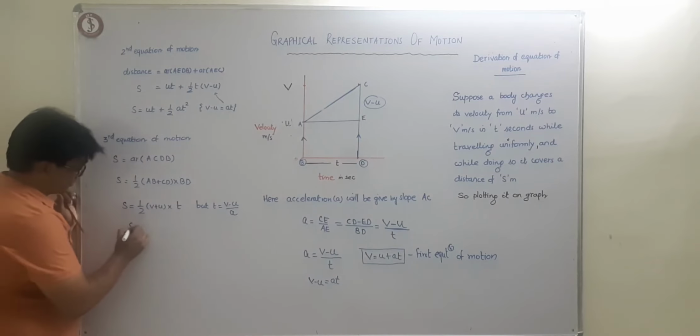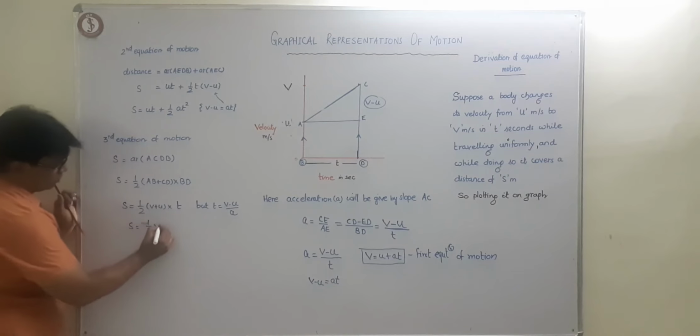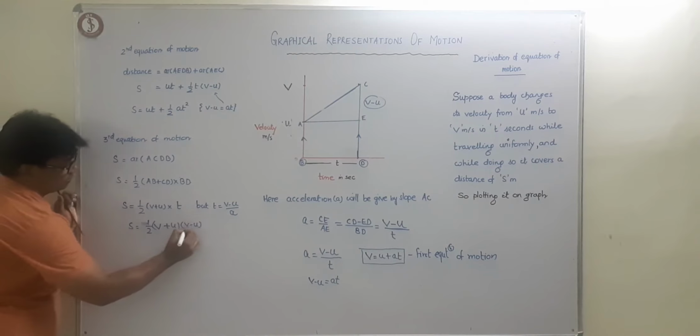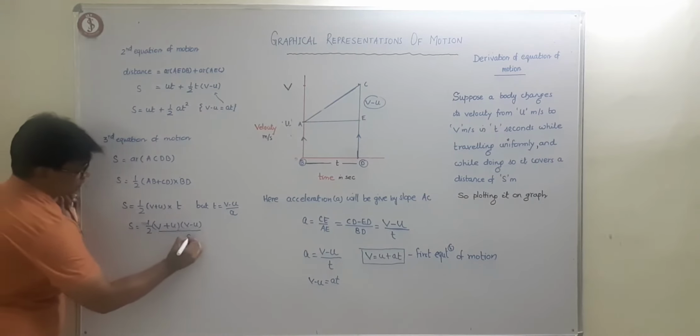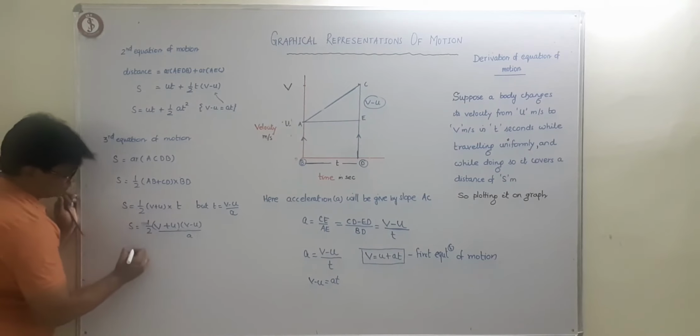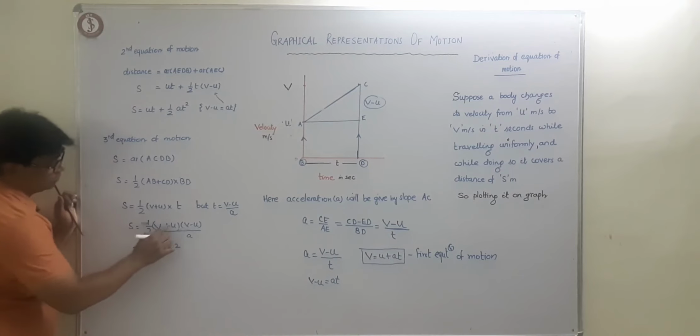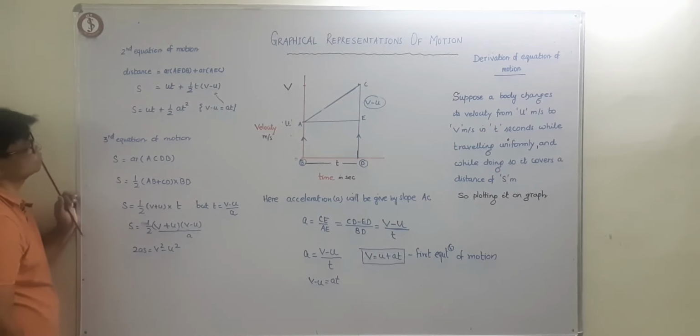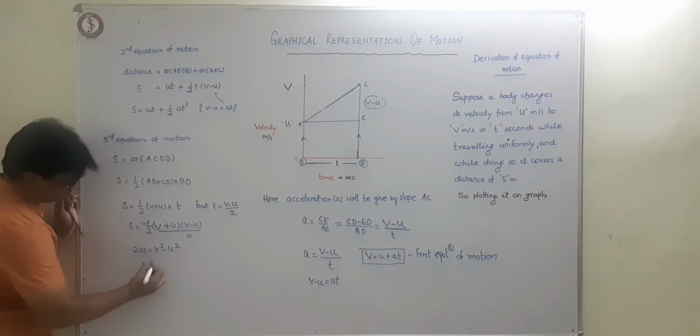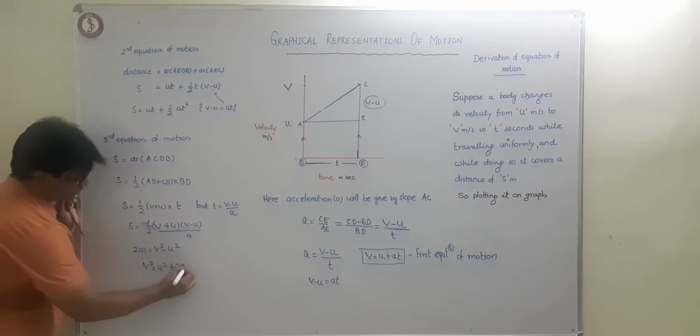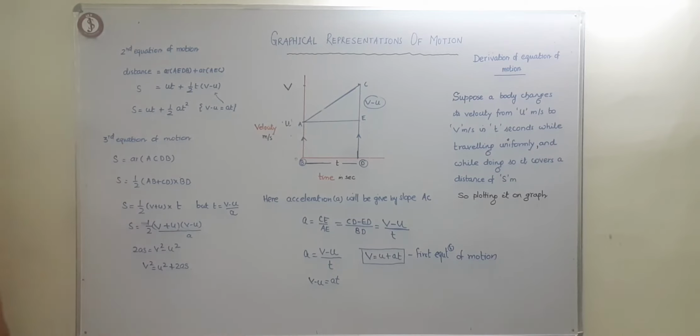So what will happen? s is equal to half into v plus u, and now t is v minus u by a. So I put a, and this a goes here. So 2as is equal to v square minus u square, since v plus u into v minus u is v square minus u square. So this is the third equation of motion. v square is equal to, now this u square goes to this side, u square plus 2as.